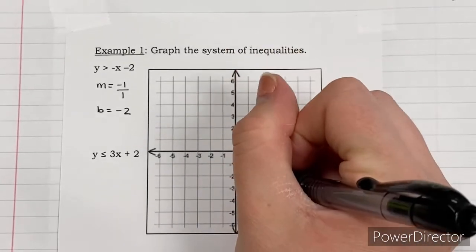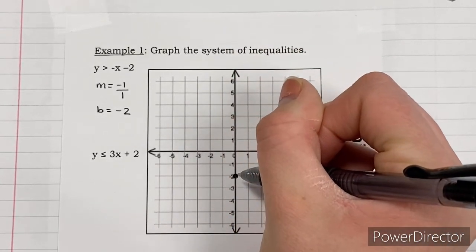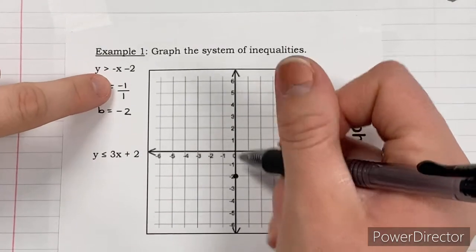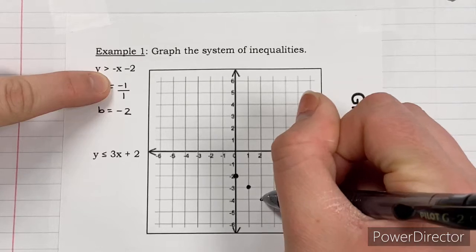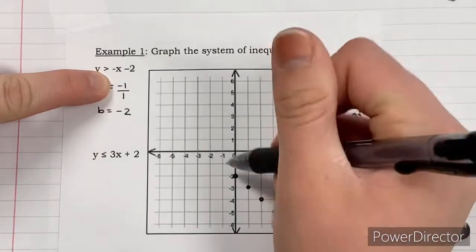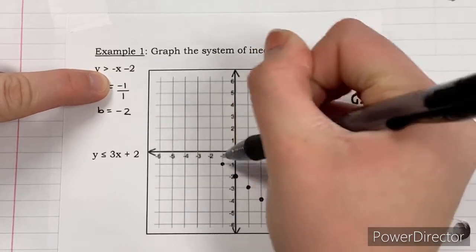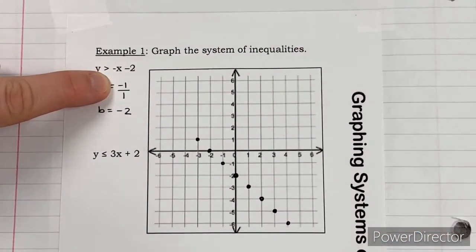I'm going to start at -2 on my y-axis, and then I'm going to move according to my slope right here. I'm going to go down 1, right 1, down 1, right 1, down 1, right 1. You need to get enough points so that way you can draw your line and it actually be a straight line. I like to get several. So there are my points.